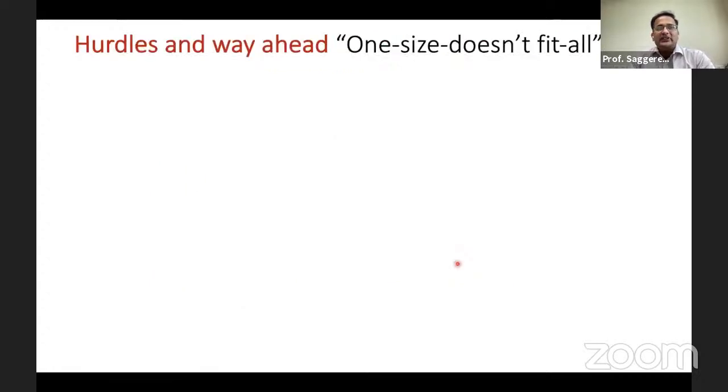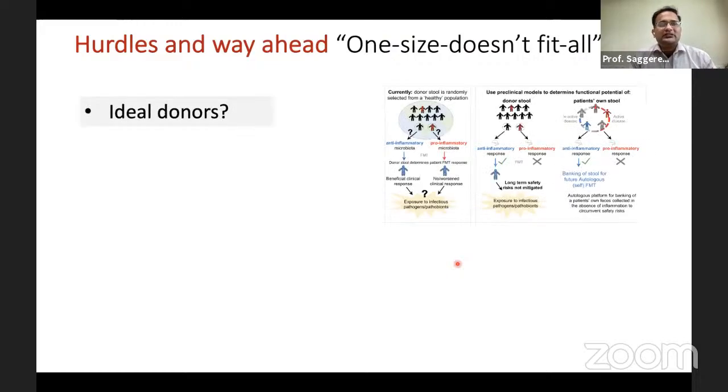So there are definitely many hurdles for FMT. And the way ahead is that one size doesn't fit all. It is very difficult to find the ideal donors. If the donor has a pro-inflammatory microbiota, the purpose will not be served. It is important to identify donors with good anti-inflammatory microbiota in them.